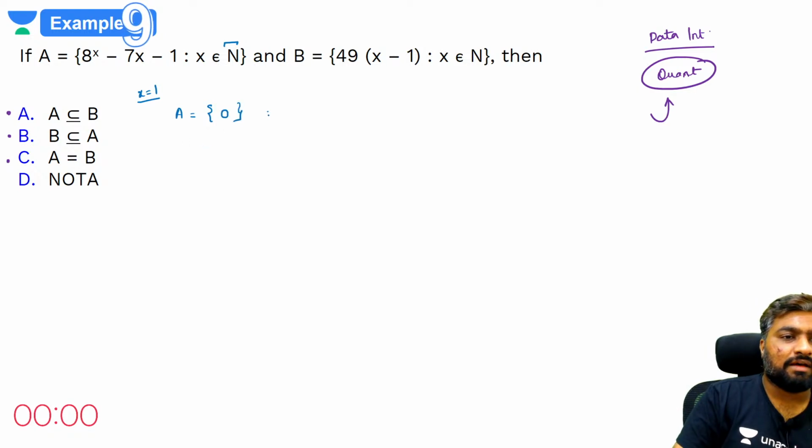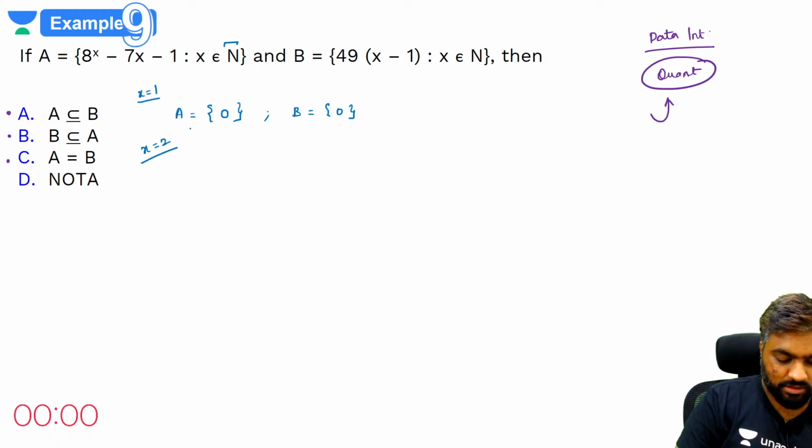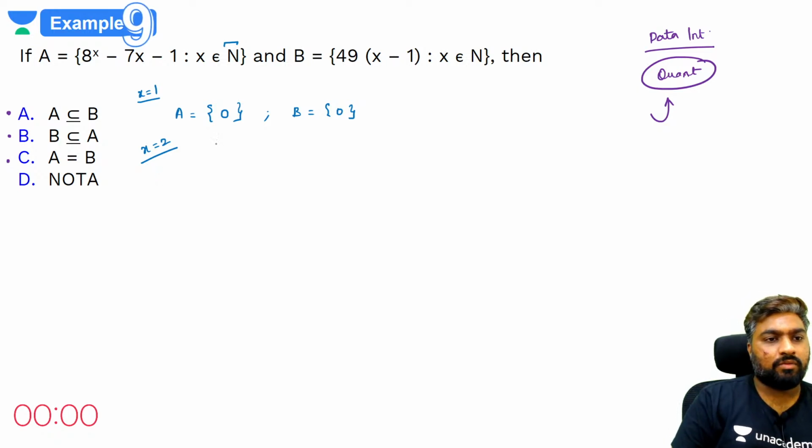Yes. B will have what? B will also have 0. Super. Let's try with 2. x equal to 2. There should be some value where they should break. Yes, this is what we are looking for. There should be some value where this will break. But let's see. Alright. So what's next?